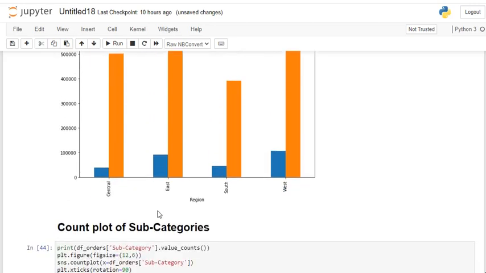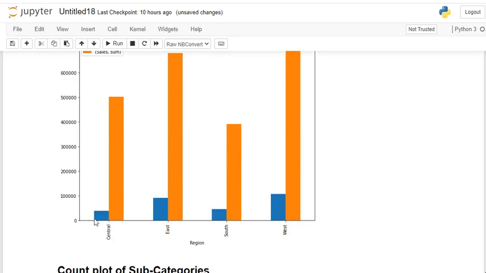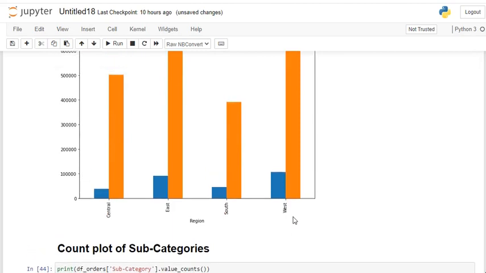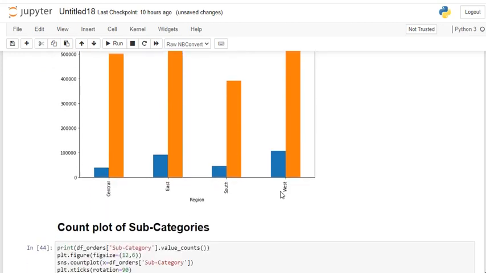Okay, but the profit is very less in the central part. By using this graph or plot, we can say that the profit is not proportionate to the sales. And also in the west part, the sales are more, but the profit is a bit less when compared to the sales.